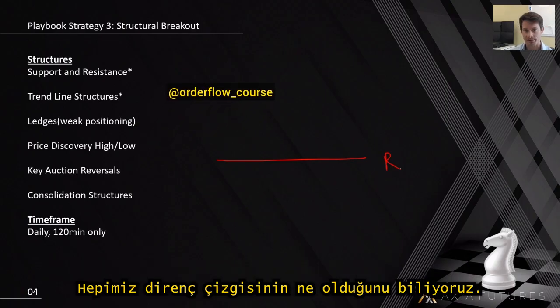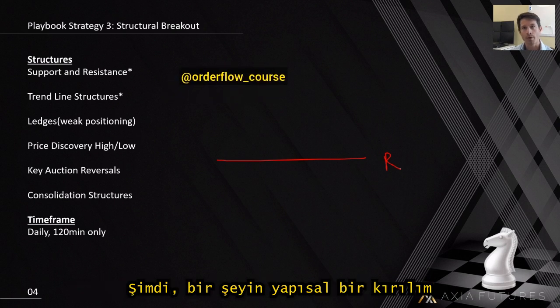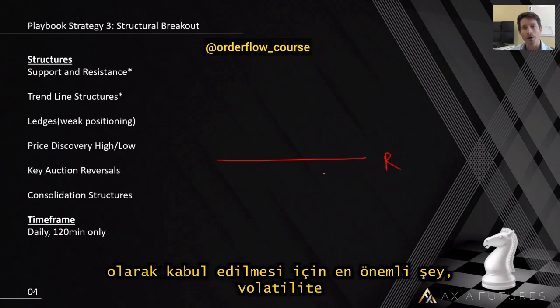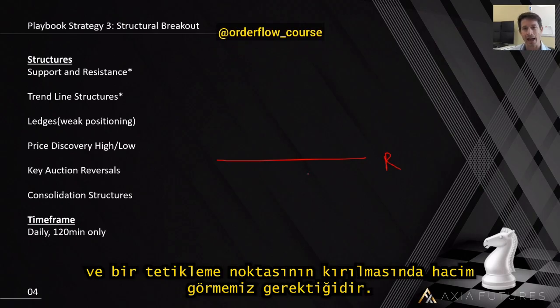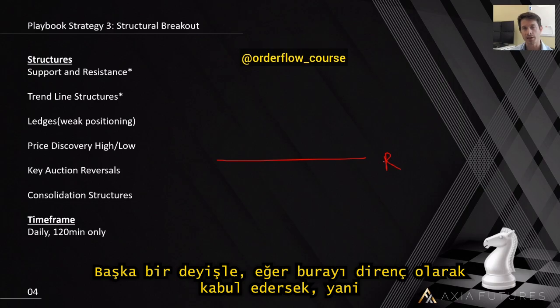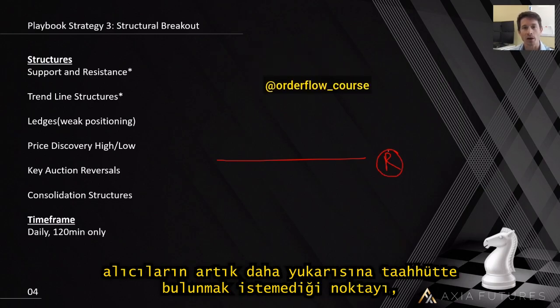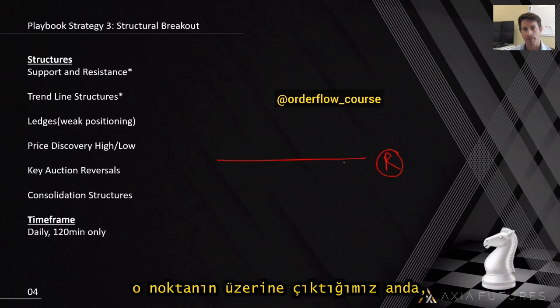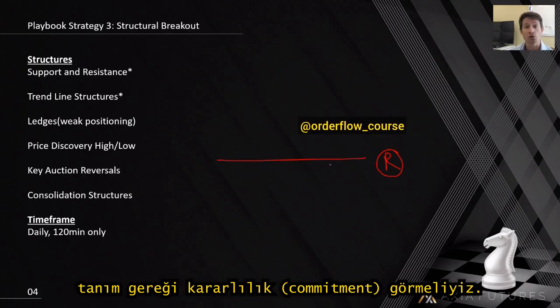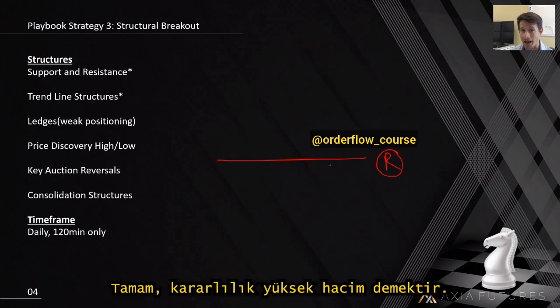We all know what a resistance line is. Now, the most important thing for something to be deemed a structural breakout is that we need to see volatility and volume on the break of a trigger point. In other words, if we deem this to be resistance, i.e. the point where buyers no longer want to commit above, the moment we get above that point, by definition, we should see commitment. Commitment means high volume.